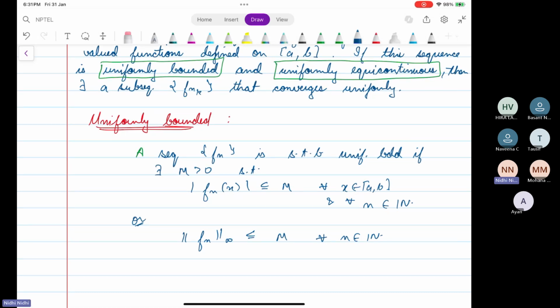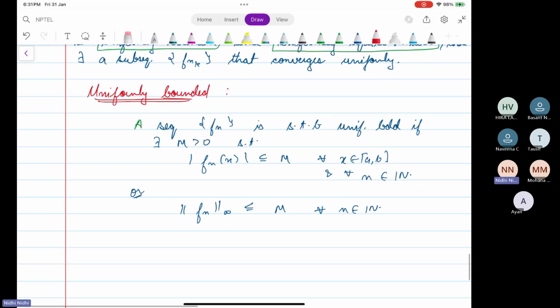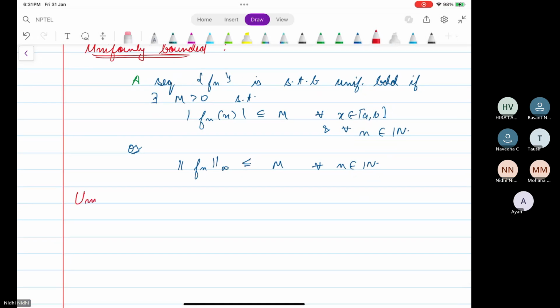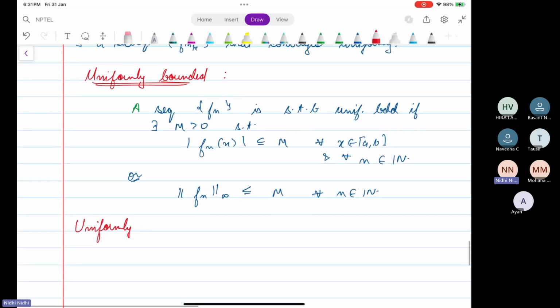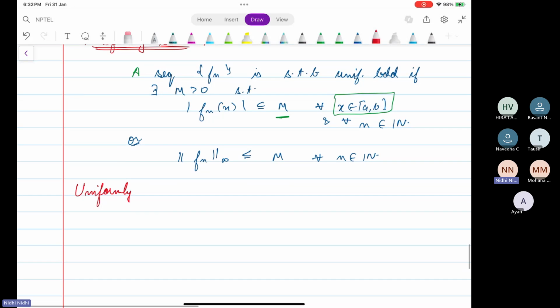The next term is uniformly equicontinuous. Ma'am, why is it called uniformly? Uniformly because this is occurring for every x in [a,b]. If you remember, in uniform convergence, epsilon does not depend on x. Epsilon and delta were fixed for all x. Similarly, here also this constant is fixed for all x. That is why we are using the word uniformly. Next is uniformly equicontinuous.